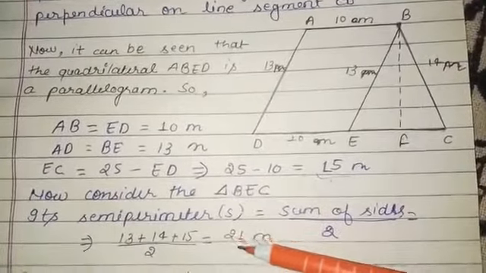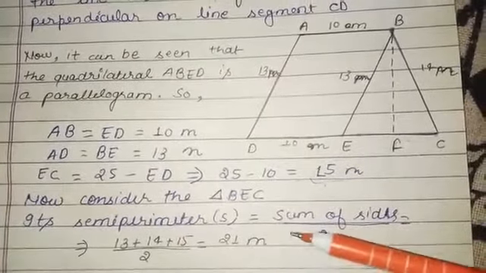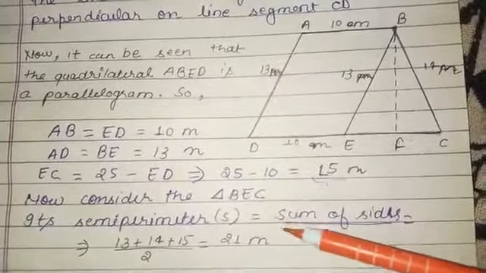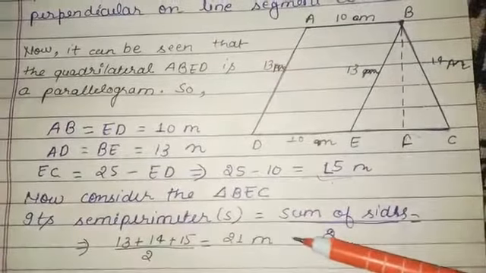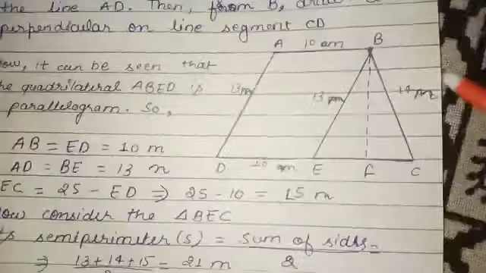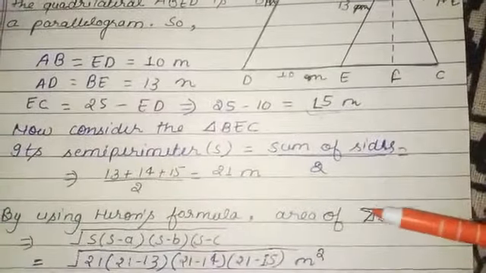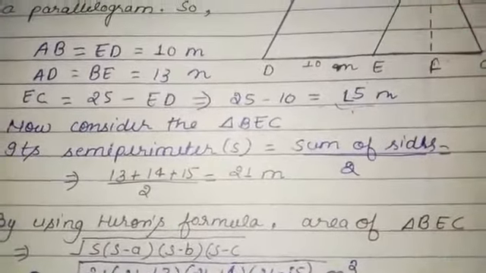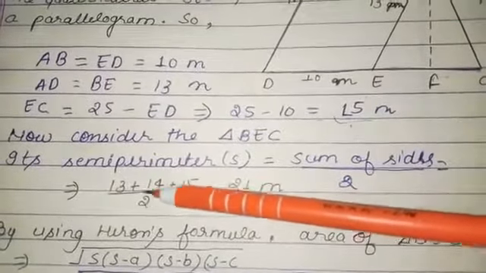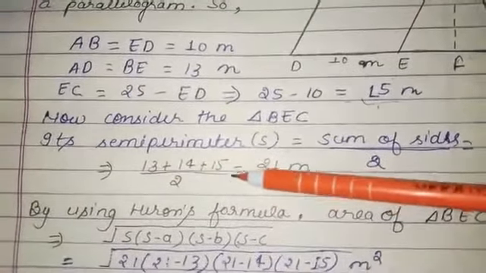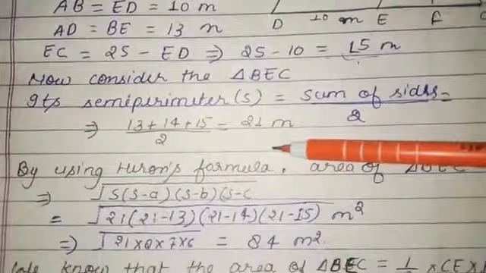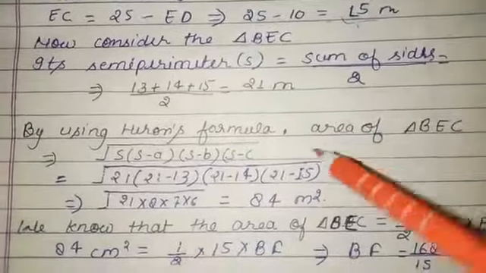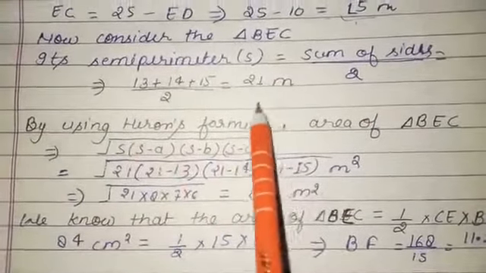So we have to find firstly the semi perimeter. What is the semi perimeter? That is the sum of all sides upon 2. So we know the sides of the triangle, we put the values: 13 plus 14 plus 15 upon 2. So that is 21 meter. This is S.